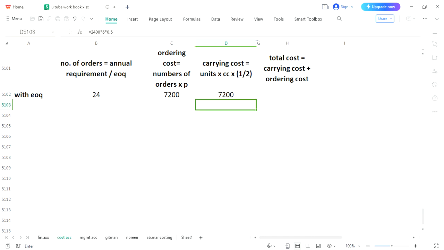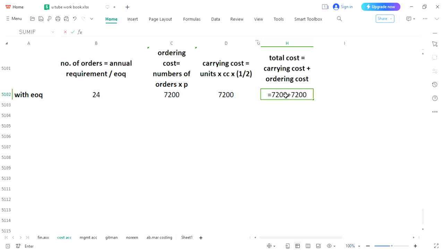So here you can calculate your total cost. How? You will add your ordering cost and carrying cost. So carrying cost was 7200, and then you will add your ordering cost which was also 7200. So in this way total cost has been calculated. Now make your mind, what is our target? When you follow economic order quantity, you will give 24 orders, and the total cost calculated is 14400.